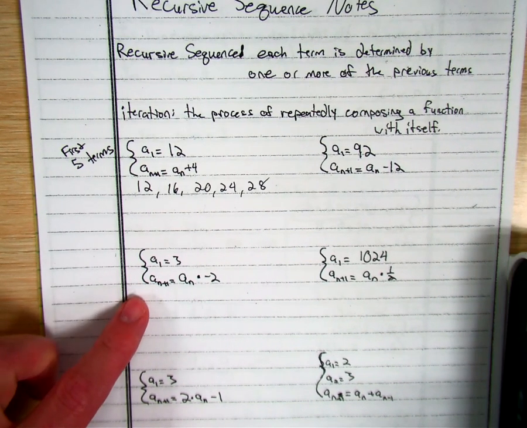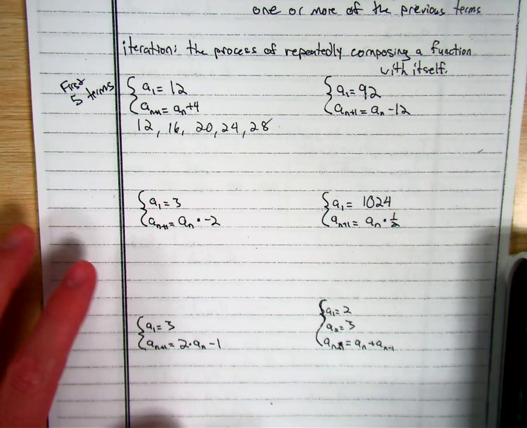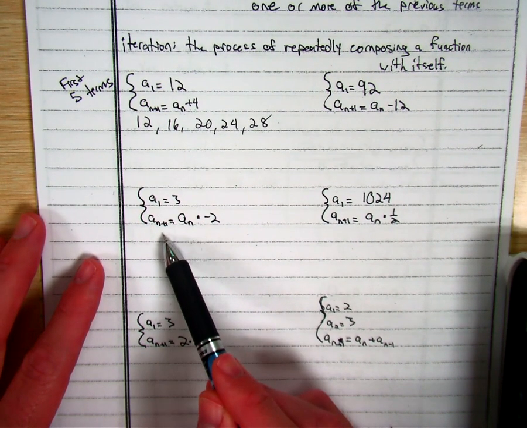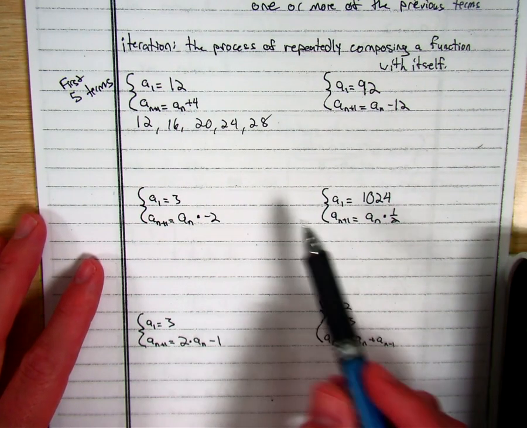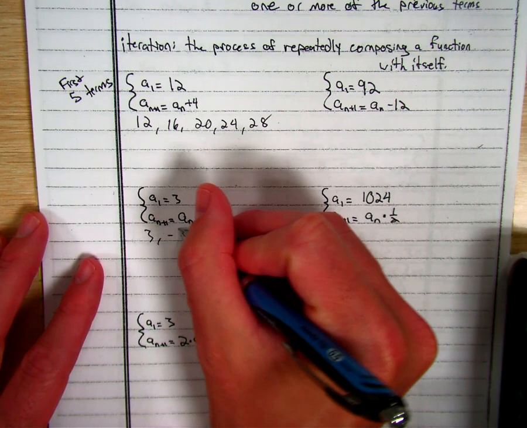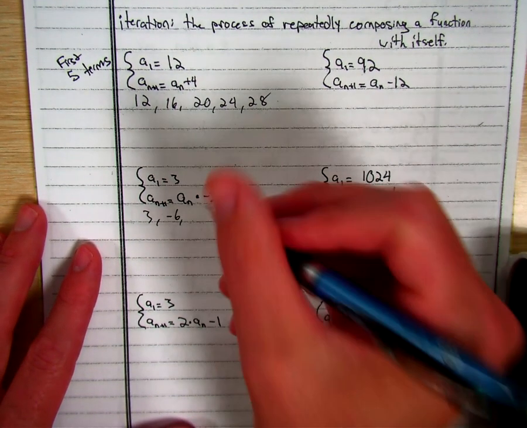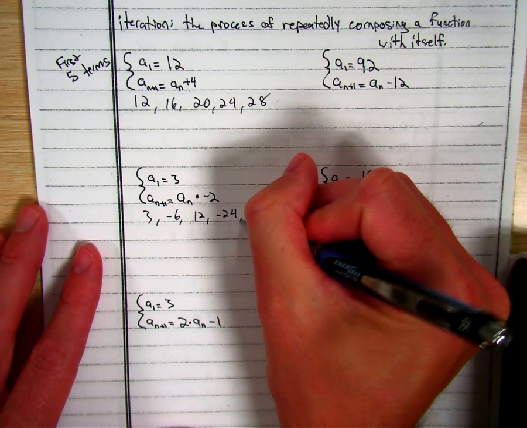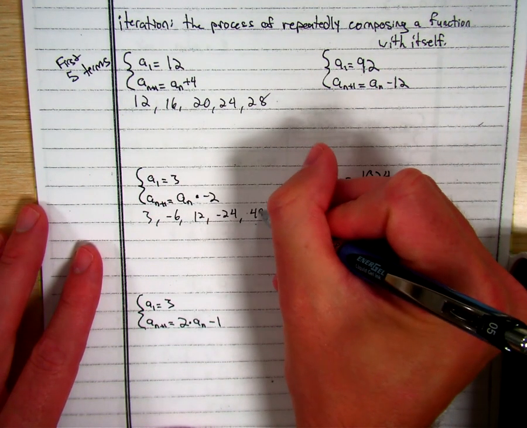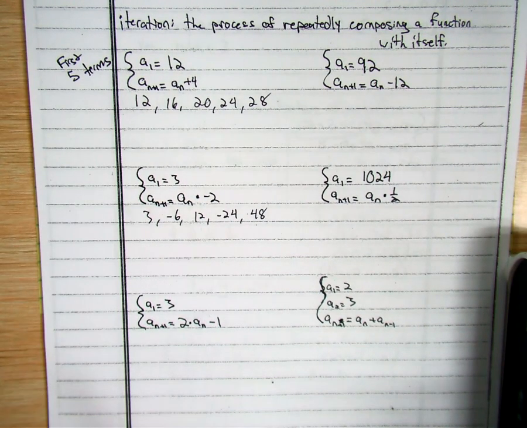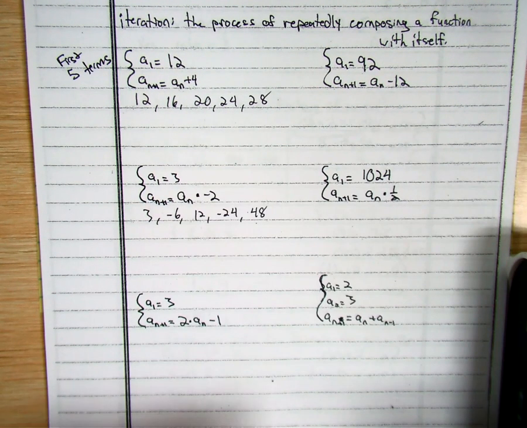I'm going to do another one with you, and then you're going to do 2 on your own. For this one, A1 is 3, and the next one is the old one times negative 2. So we start with 3 times negative 2 is negative 6. Times negative 2, positive 12. Times negative 2, negative 24. Times negative 2, positive 48. So there was an adding one, there was a multiplying one. Push pause and try those two on your own.